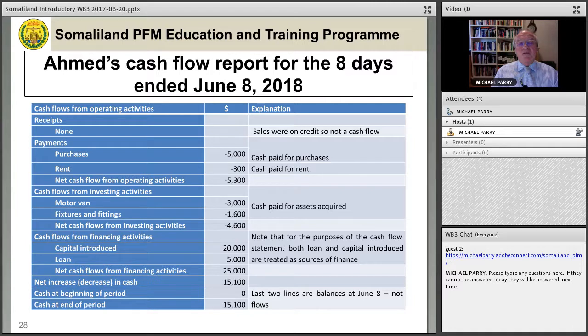We did pay out $5,000 for purchases, not $9,000. That's the amount of the purchases, but the cash we paid was the amount we paid for them, which was $5,000. Rent was paid in cash, and the receipts less those payments is the net cash flow from operating activities. And then we have what are referred to as investing activities, which in this case is the acquisition of fixed assets, both van and fixtures and fittings, to get the net cash flow from investing activities. And then we have financing activities, which are the capital introduced and the loan. We brought together the capital introduced and the loan into one category because they're both methods of financing a business.